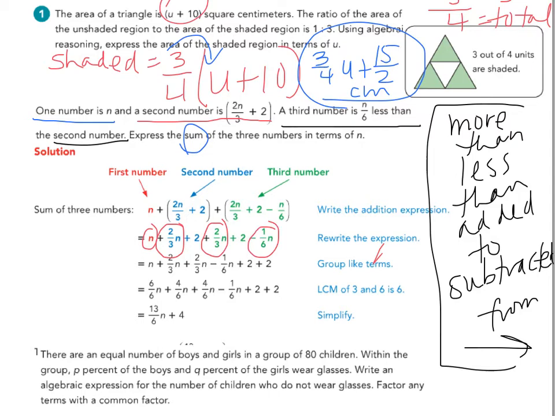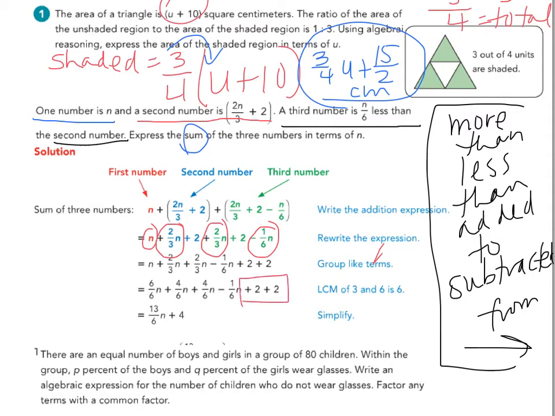And you need to find a common denominator. So your common denominator is 6. So we have 6 over 6 n, which is equal to n. We have 2/3 n, which is equal to 4/6 n, and then the negative 1/6 n stays. So 6 plus 4 is 10, plus 4 is 14, minus 1 is where the 13/6 n comes in.